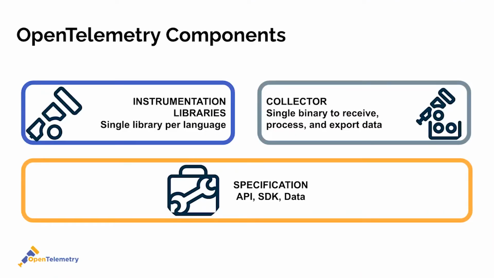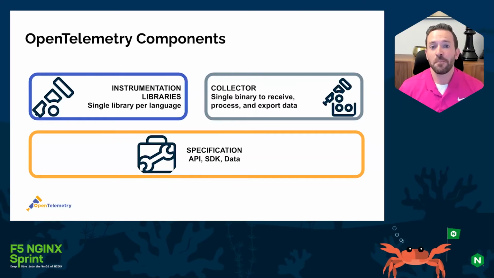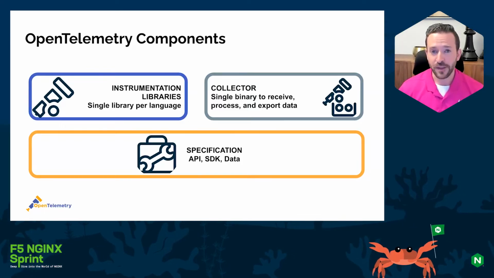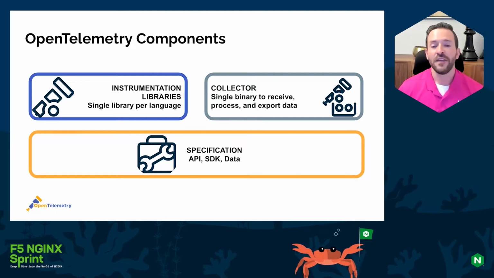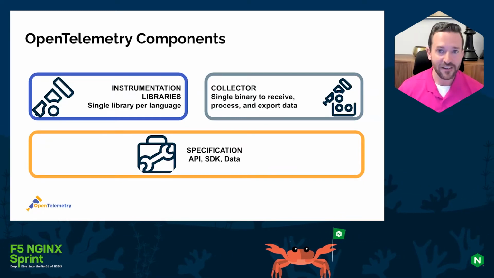All right, now let's talk about the different components. There are three primary components to the project. The foundational piece is what's called the specification. This is where you're going to find definitions for things like the protocol, the APIs that are used, the SDKs that are used.